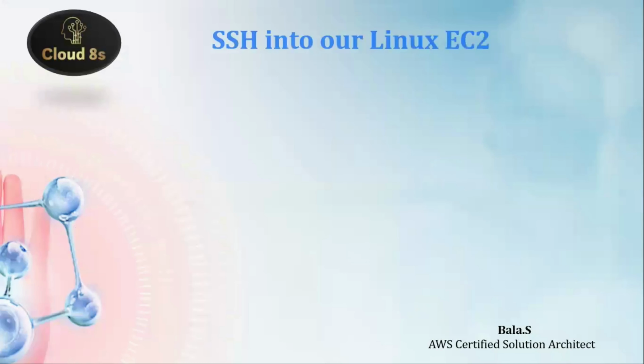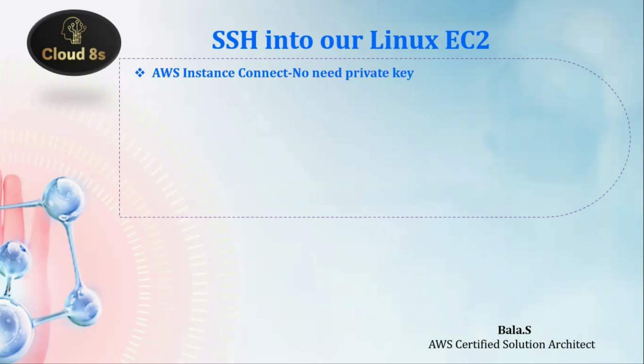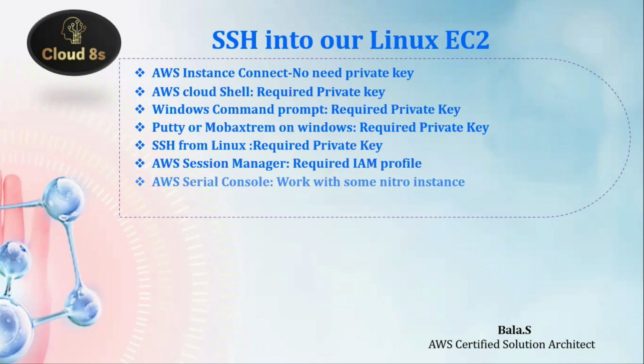So basically, as I mentioned, we can connect to our Linux EC2 instance in different ways. AWS provides more ways to connect to our instance. We discussed a few of these in the last session. If you are not aware of that, you can check out those videos and you will get some more ideas. In the last session, we demonstrated the AWS Instance Connect and the Cloud Shell.